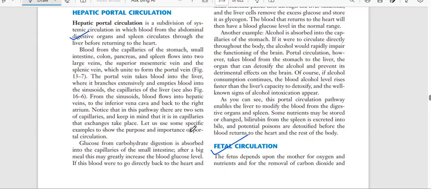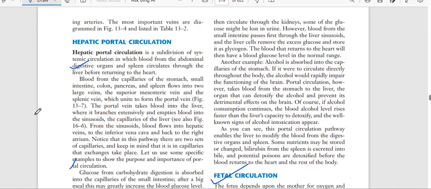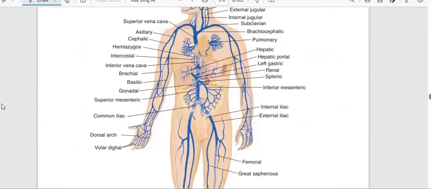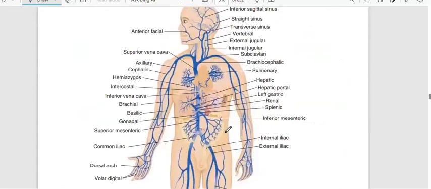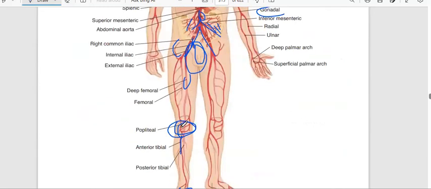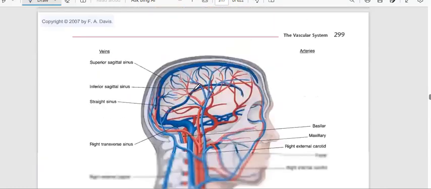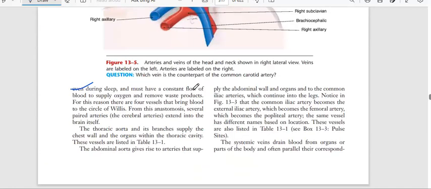Let us use some specific examples to show the purpose and importance of portal circulation, because here portal circulation is very, very important. Why? We will discuss here. Where is the portal circulation? I will show you something. Here we have veins which are reaching the liver. There are arteries also which are reaching the liver.